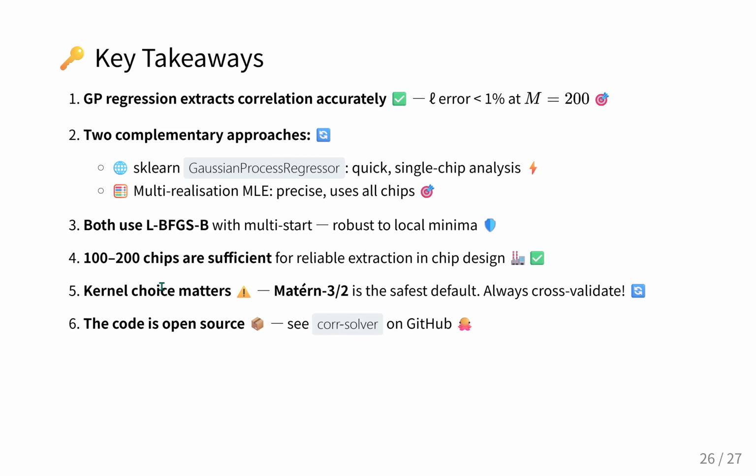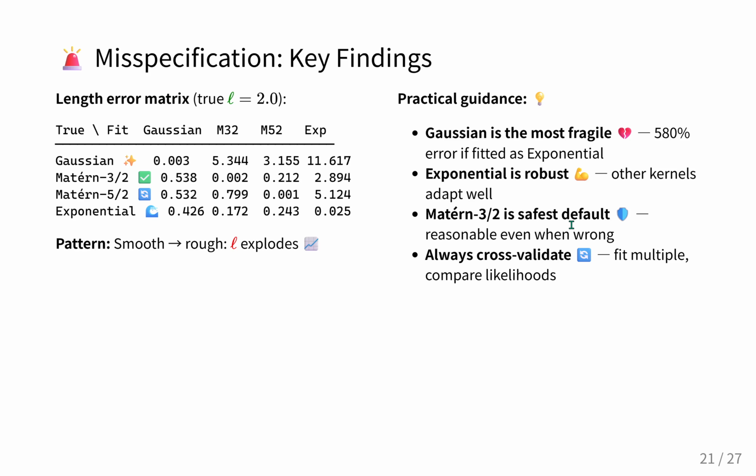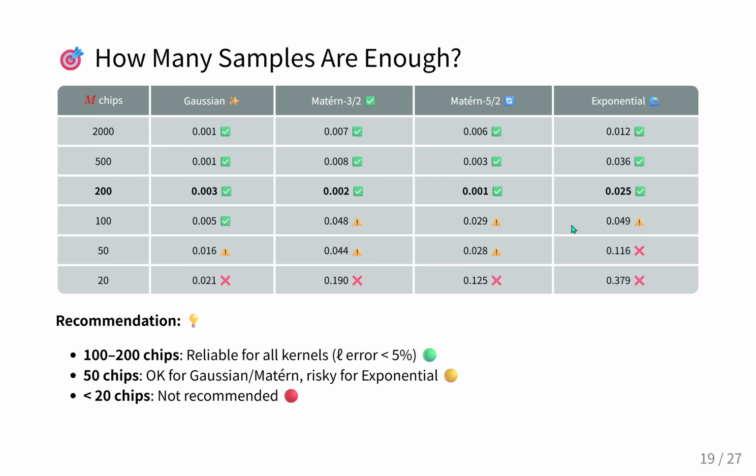What if a team only wants to pay to test 50 chips? 50 is marginal. It might be okay if you're dealing with smooth Gaussian data, but it is extremely risky for rough exponential data. And under 20 chips? Completely unreliable, don't even bother. But wait, why not just test, like, 1,000 chips then? Because of diminishing returns, the text notes that beyond 200 chips, the error drops proportionally to 1 over the square root of M. Oh, okay, so it's a huge financial cost for just a tiny microscopic gain in precision. Exactly, it's just not worth it.